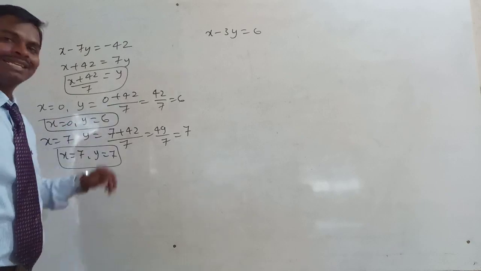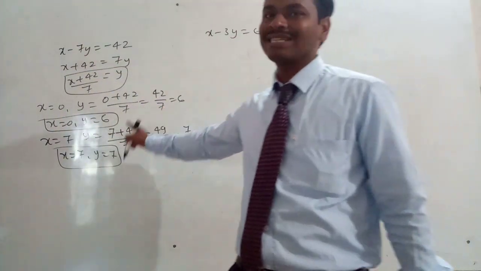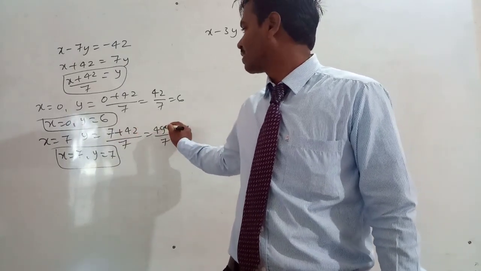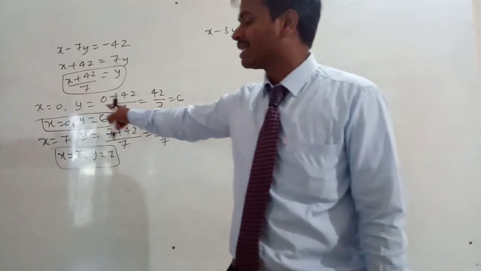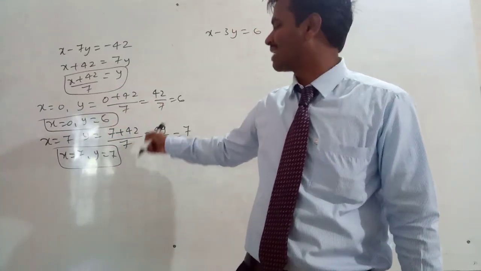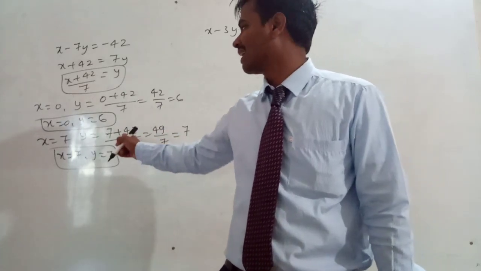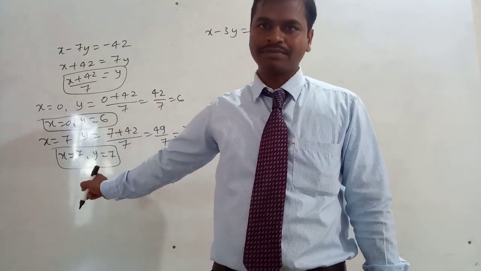Why am I selecting such numbers? So that we can cancel the fractions easily. If I get the solution in fractions, it is very difficult to mark on the graph. I am selecting numbers such that it is very easy to cancel numerator and denominator. That's why I am selecting 0, plus 7 and minus 7.